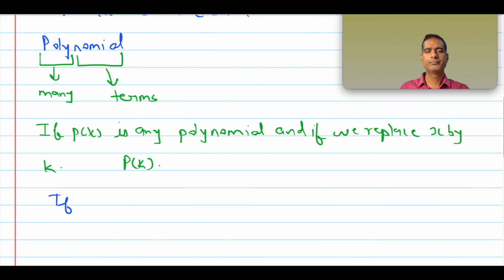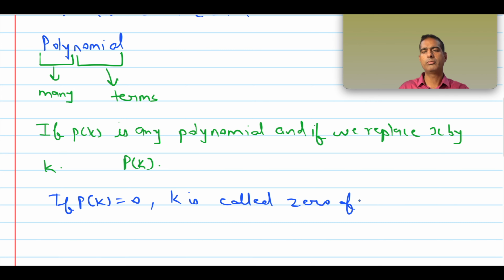If p of k is equal to 0, then k is called a zero of the polynomial. If p of k becomes 0, then k is called the zero of the polynomial. A little bit later on, we will study what is the geometrical significance of the zeros of any given polynomial.